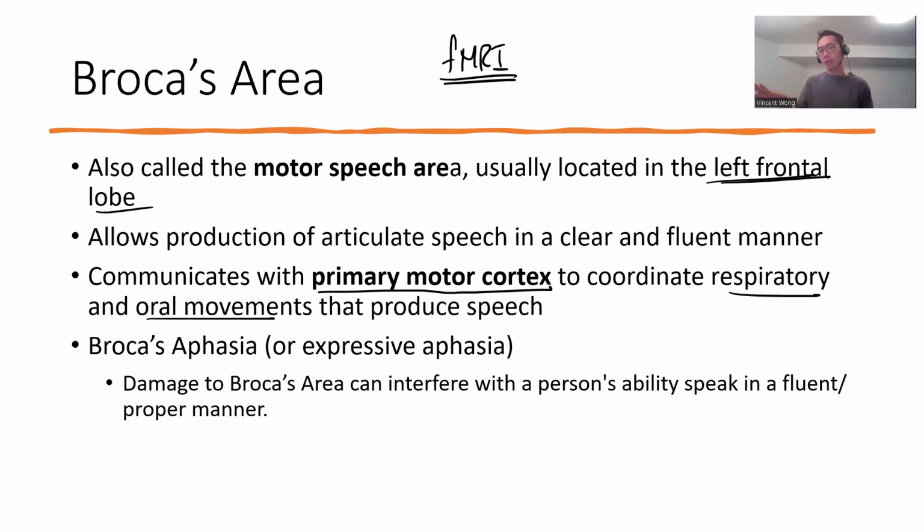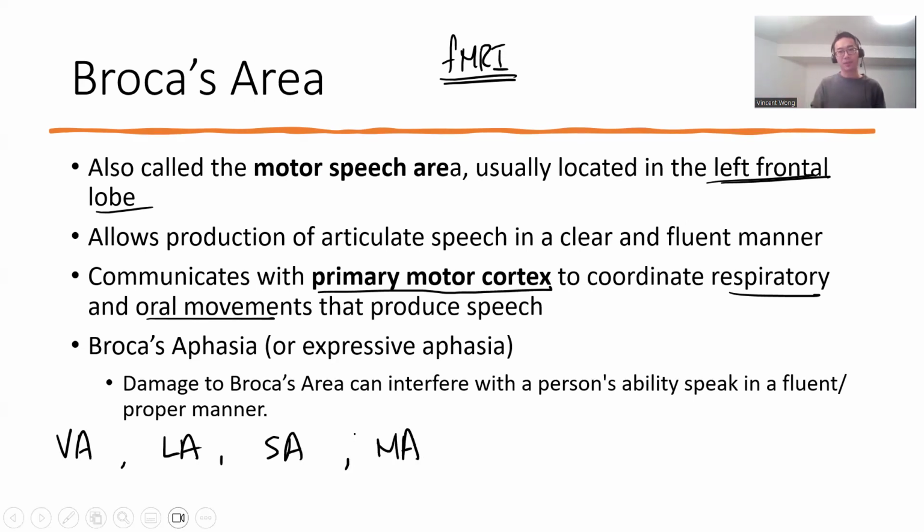In English, for example, the pronunciation of certain words depends on how you position your tongue and your lips, right? So for example, if you have to say these words, if you really try to enunciate them and you think about how your lips have to be. For example, the first one, you have to say va, va, va, right? Your top teeth kind of have to bite down on your lower lip to say it. Va, and then la, la, la, you have to move your tongue, right? And sa, sa, sa, ma, ma, ma, right?